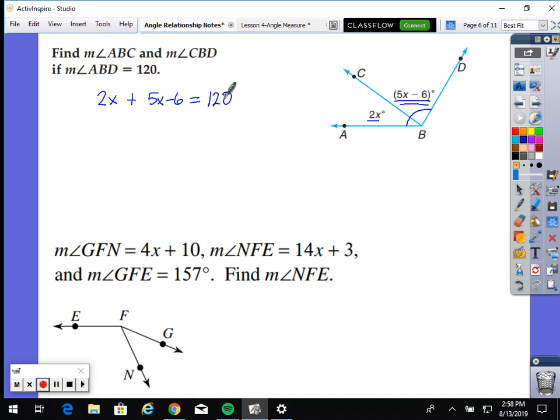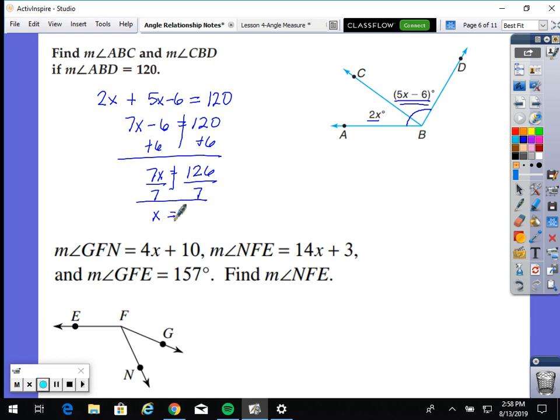So we're going to use some of our algebra skills: combine like terms, 2x and 5x, to make 7x minus 6 equals 120. Then we're going to add 6 to both sides, and I get 7x equals 126. Divide by 7. And I'll have to do some long division. No calculators.